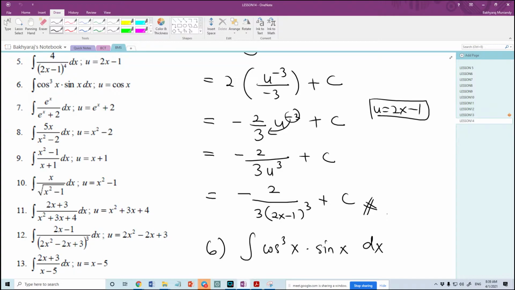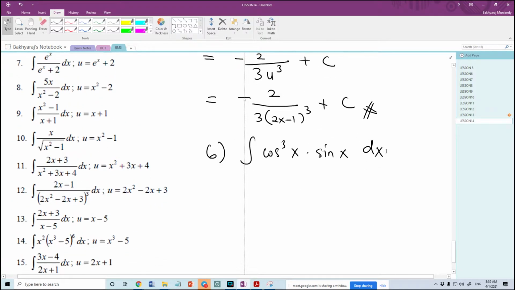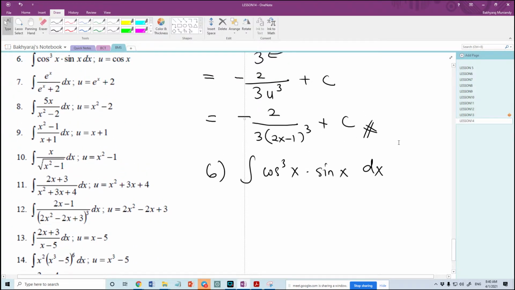Okay, so what is our starting point? Yeah, go for u. Starting point, you go for u. So u is actually cos x. Okay, and you try to go for du dx. Try to go for du dx. Okay, du dx will give you what?